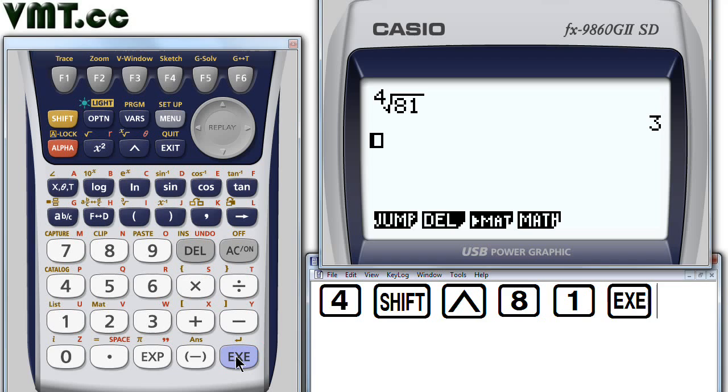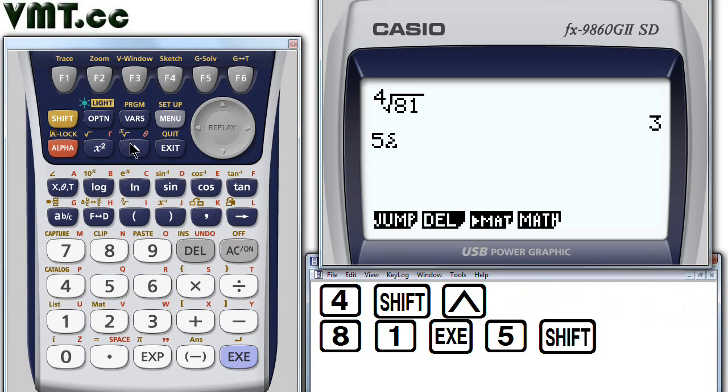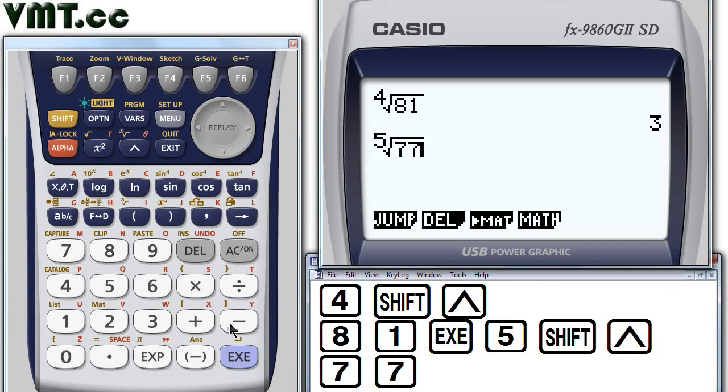For our second example, we want to find the fifth root of 77. So once again, always type in the index of the radical first, 5. Then Shift x radical, type in 77, and execute. And there's our answer.